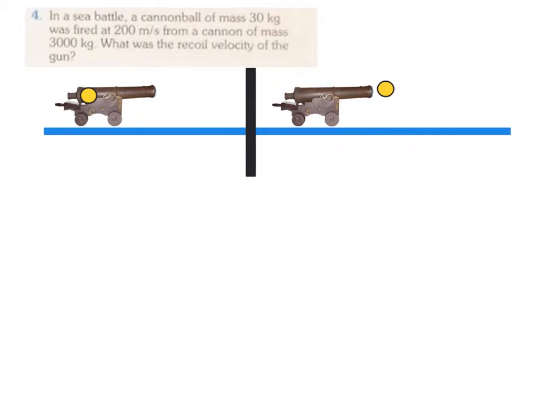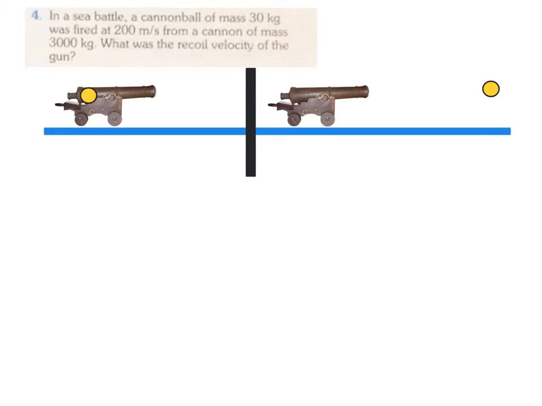Okay, so they start off together. One flies forward, one flies backwards. And it's this backward movement of the cannon that we're calling the recoil velocity. That's a term used for a weapon that comes backwards as it's fired. Recoil. Okay, so the cannonball goes forward, the cannon comes back, and it's this backward velocity of the cannon that we're trying to find.